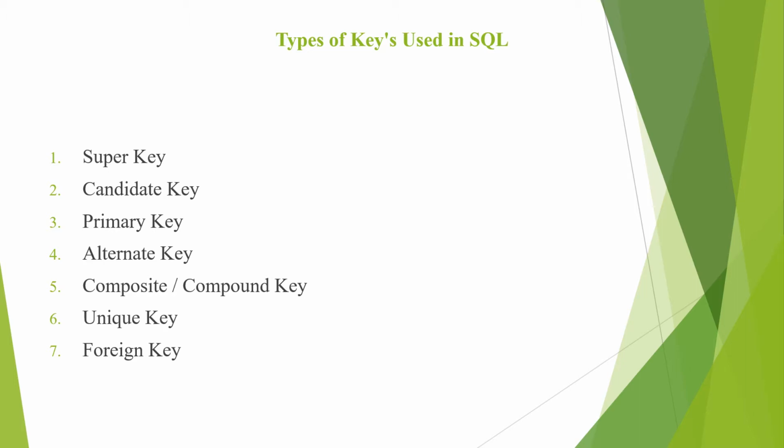First one is super key, second one is candidate key, third one is primary key, fourth one is alternate key, fifth one is composite or compound key, sixth one is unique key, and seventh one is foreign key. These are the different set of keys which we use in a relational database management system, or in short form the RDBMS, as well as in the implementation we are doing in the SQL programming language.